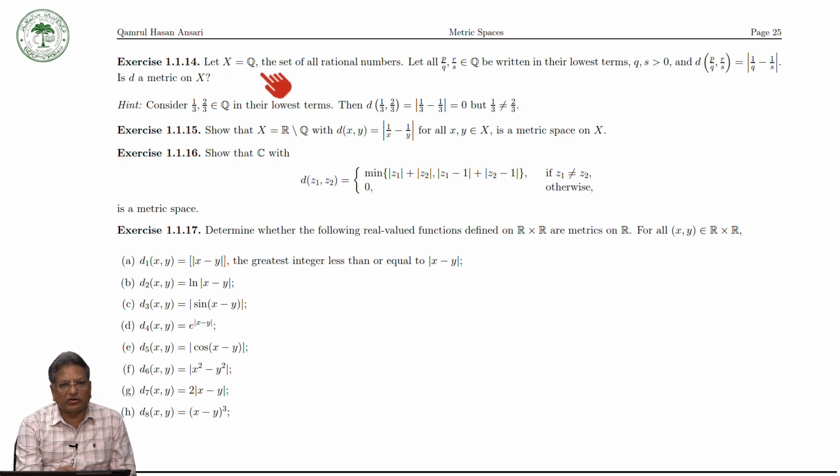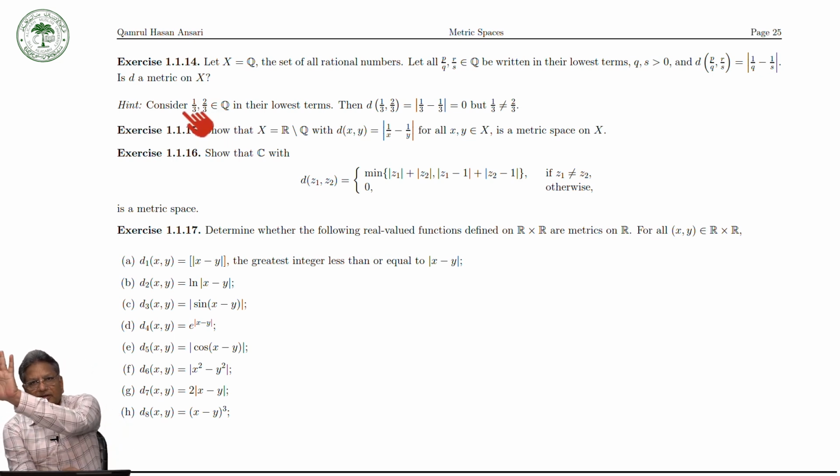Suppose X is equal to the set of all rational numbers, and p upon q, r upon s are rational numbers in their lowest terms, and define the distance d from p upon q to r upon s as equal to 1 upon q minus 1 upon s. Then would it be a metric on X? You can see that if I consider here 1 over 3 and 2 over 3, they are two rational numbers.